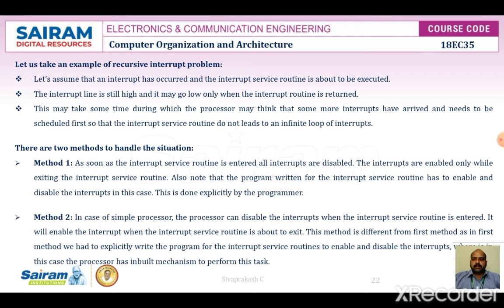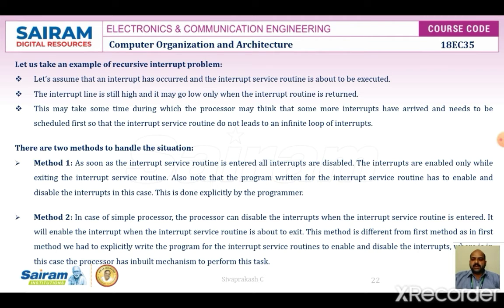Let us take an example of the recursive interrupt problem. Let's assume that an interrupt has occurred and the interrupt service routine is about to execute. The interrupt line is still high, and it may go low only when the interrupt acknowledgement is returned to the processor. This may take some time, during which the processor may think that some more interrupts have arrived and need to be scheduled, so the interrupt service routine could lead to an infinite loop of interrupts. There are two methods to handle this situation.